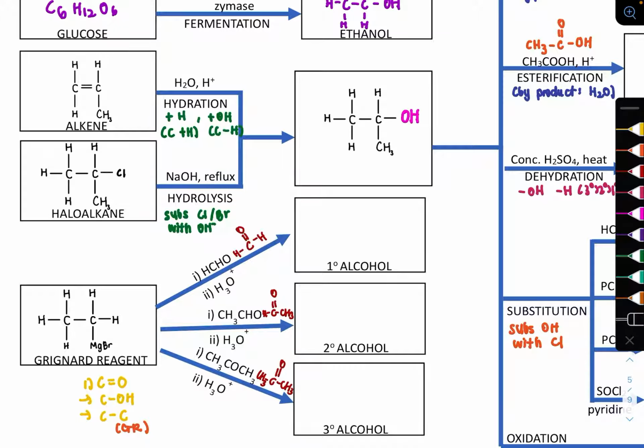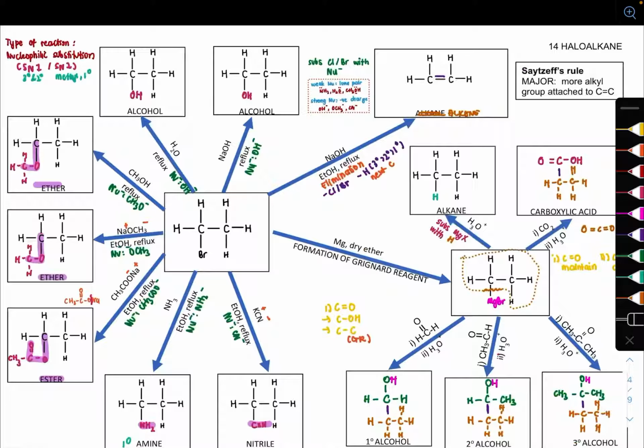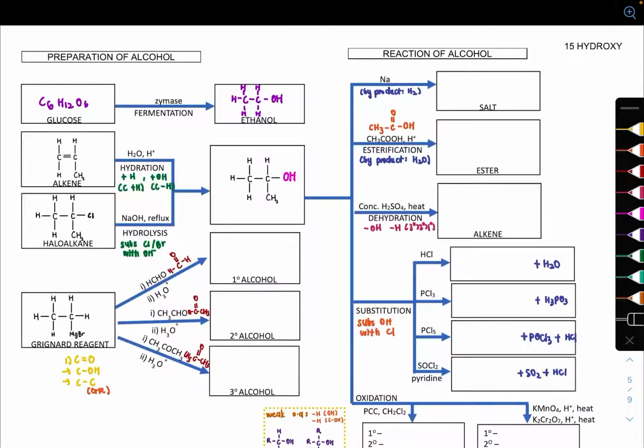Okay, this one is the Grignard reagent. When the Grignard reagent reacts with a carbonyl, be it methanal, aldehyde or ketone, we're going to form different classes of alcohol. But for this one, I'm not going to draw it again because we just covered it. Miss will give the timestamp for this one. We're going to form the same type of product. So now we have looked at the preparation.